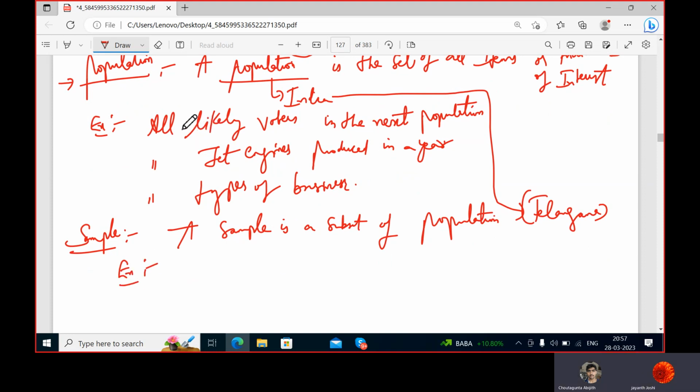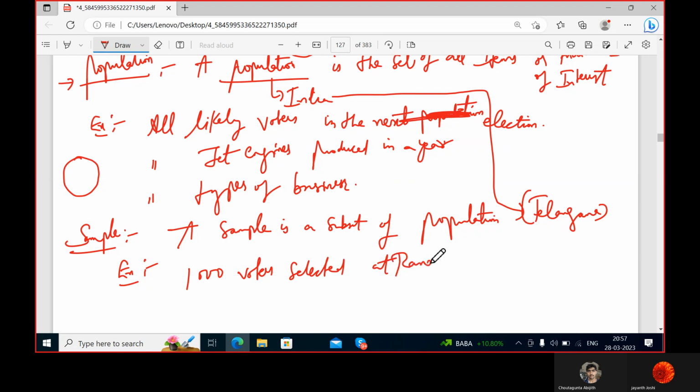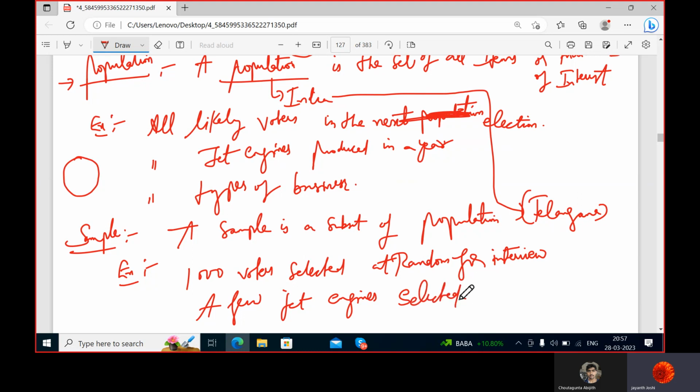See, when I took all likely voters in the next election, it was a population. But if I take 1,000 voters selected at random for interview, that's a sample. So if I have a population of 1 million and I'm selecting 1,000 out of that, it is a sample, correct? Yes. Similarly, all jet engines is a population, and a few jet engines selected can be good examples of a sample.